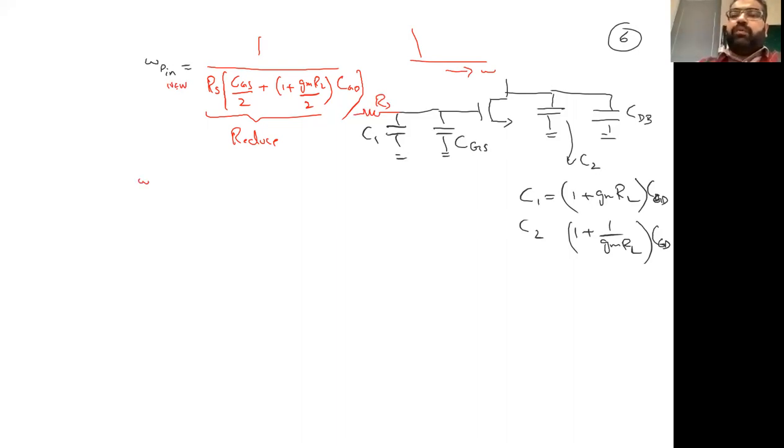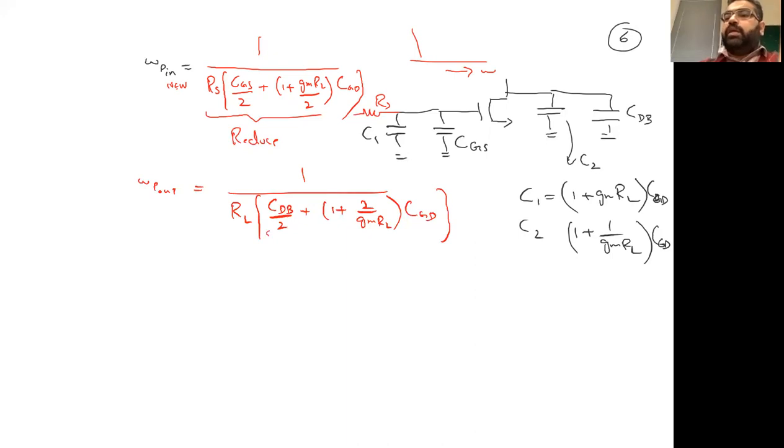Same thing if I want to do for the output pole, जो कि dominating pole होगा ultimately, उसको अगर calculate करें, that will be RL. Again something similar, C out पे क्या था, CDB by 2, वो भी half हो गया, and 1 plus 1 over gm RL 2 पर directly ले जाते हैं, times CJD. ये भी denominator will go down, क्योंकि वो reduce हो गई है पहले की value, अगर वो reduce होगी the frequency will go up. अगर frequency ज्यादा होगी तो हम क्या कहेंगे, bandwidth is increased.